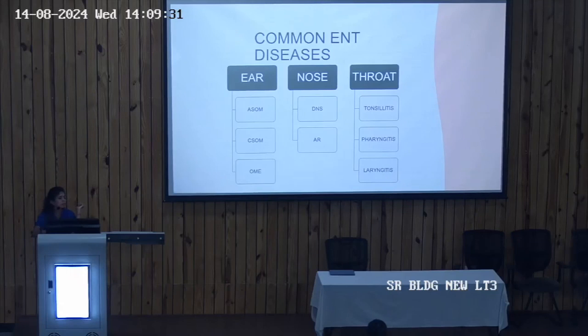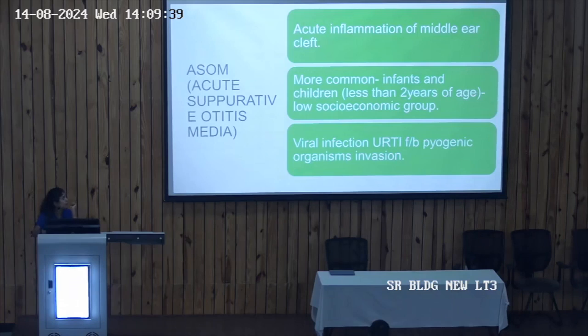In case of nose, it's DNS and allergic rhinitis, and in case of throat, it's tonsillitis, pharyngitis, and laryngitis. So, what is ASOM? It is acute suppurative otitis media. It is actually the acute inflammation of the middle ear cleft, not just the middle ear, but the whole cleft. And what all parts come in the cleft is the middle ear itself, the eustachian tube, the attic, antrum, aditus, and the tympanic membrane also.